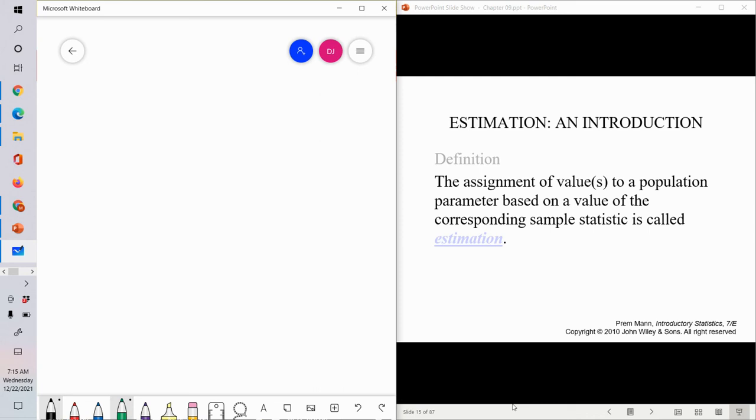Okay, in this video, I'm going to look at confidence intervals. This may be a little bit of a repeat from other videos I've shown you, but we're going to start with confidence intervals and estimation. It shouldn't take us too long.